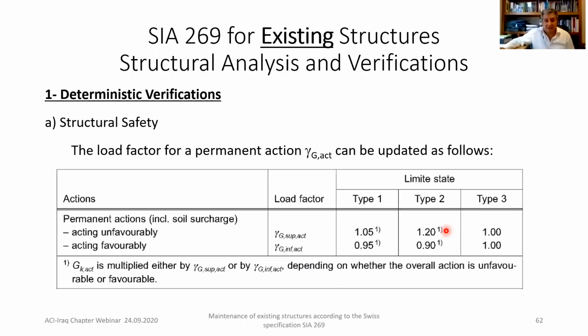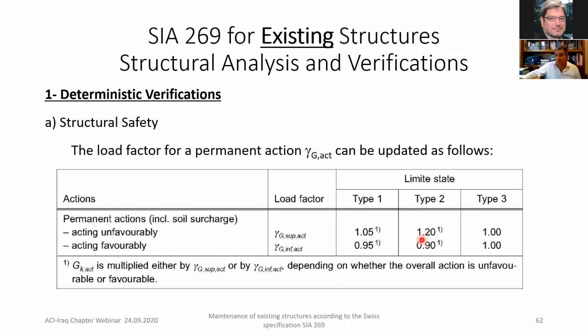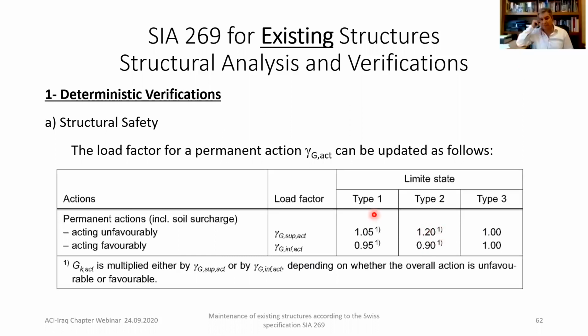But for an existing structure, the situation is not the same, because the structure is there. All you need is to go to the site and measure the geometry, measure the slab thickness. Therefore, the uncertainties of the structure are reduced, so we can reduce to 1.2. This came from some probabilistic studies. So this is the first part.